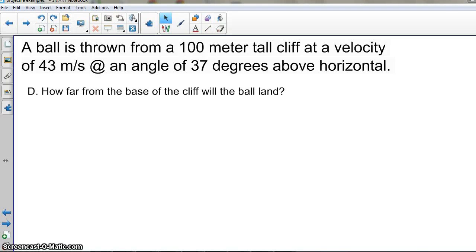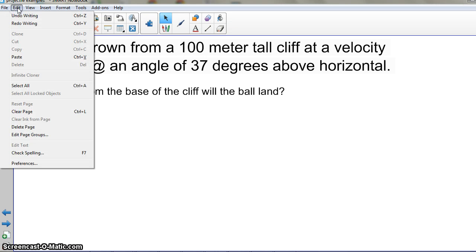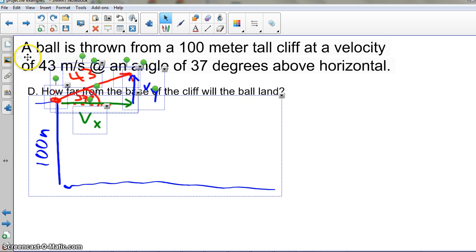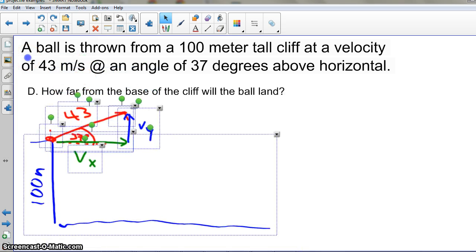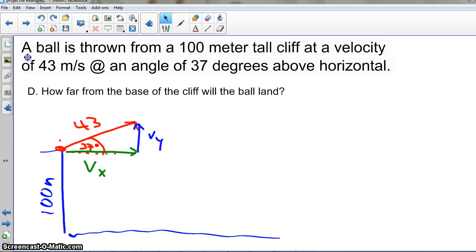Which leads us to the last part of the problem, and the one that's probably the most complicated part, which is why it's last. How far from the base of the cliff will the ball land? In order to do this, I'll tell you that we've already done a lot of the hard groundwork that we're going to need to solve this problem. Let's just summarize what we already know.